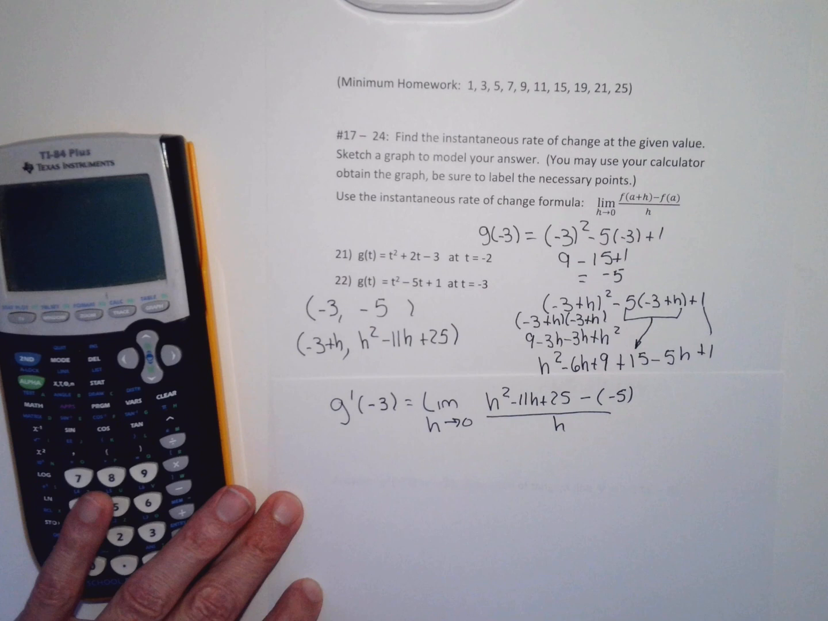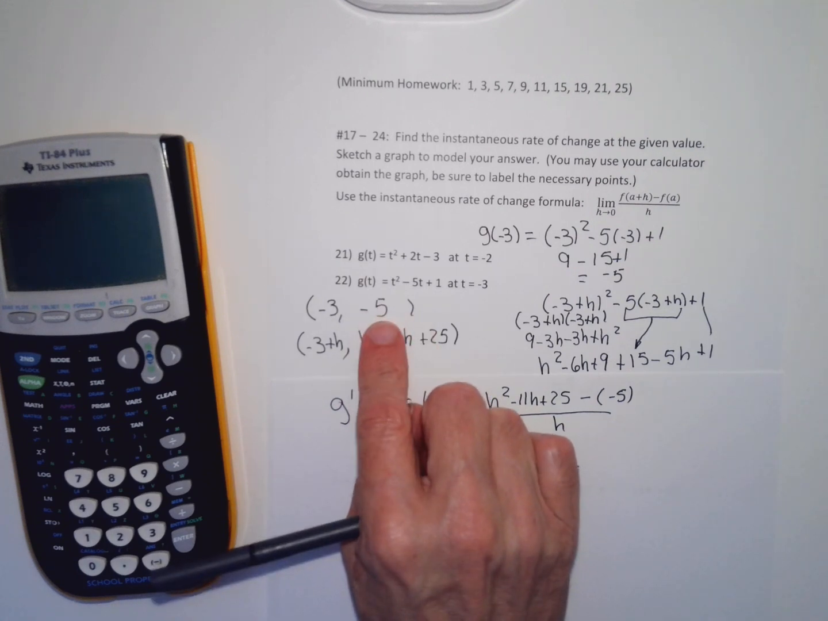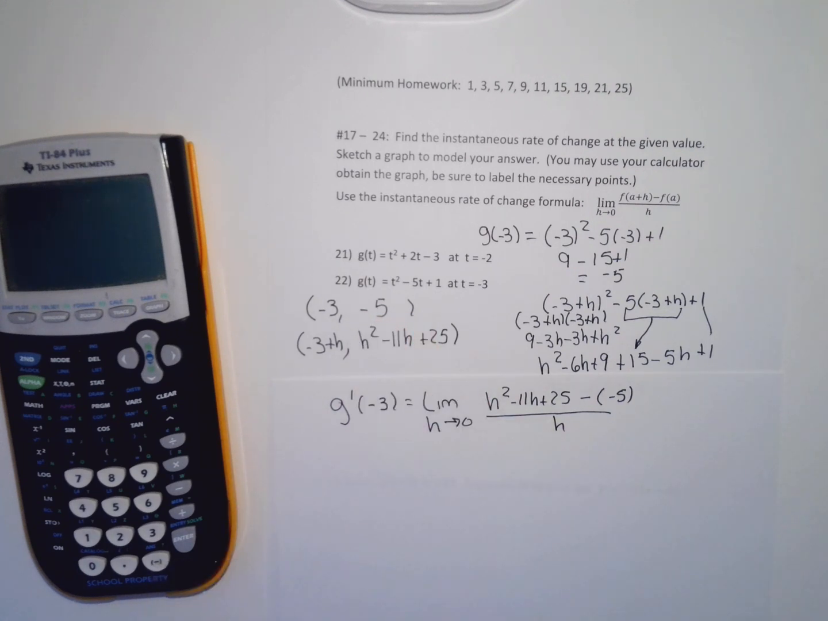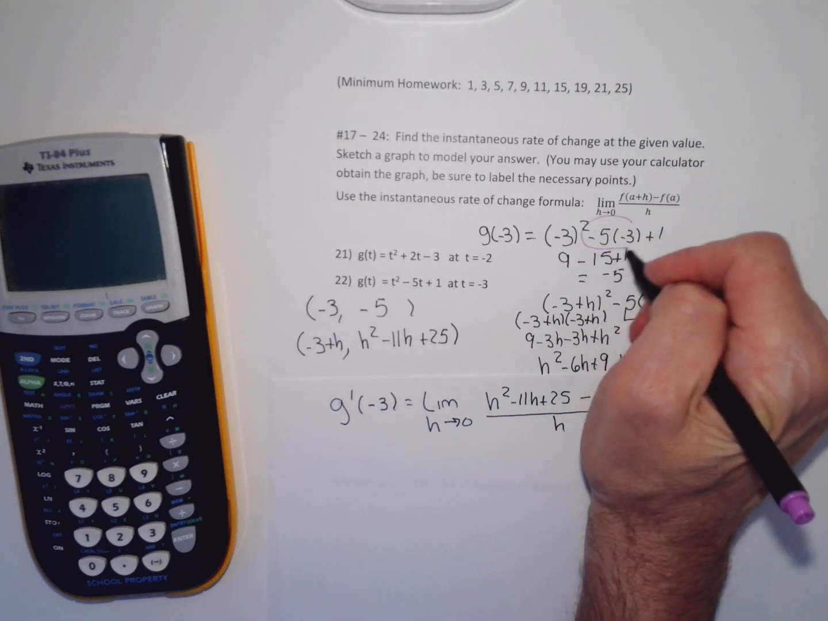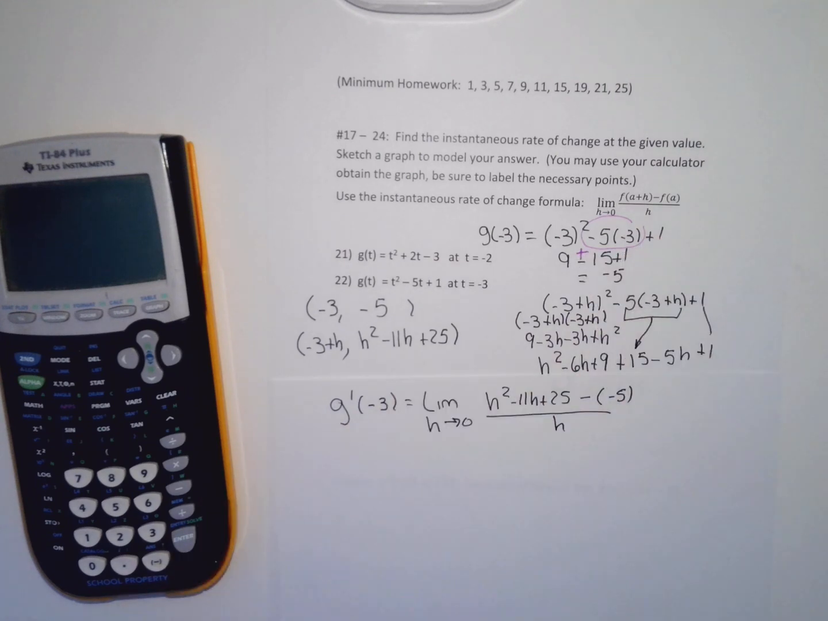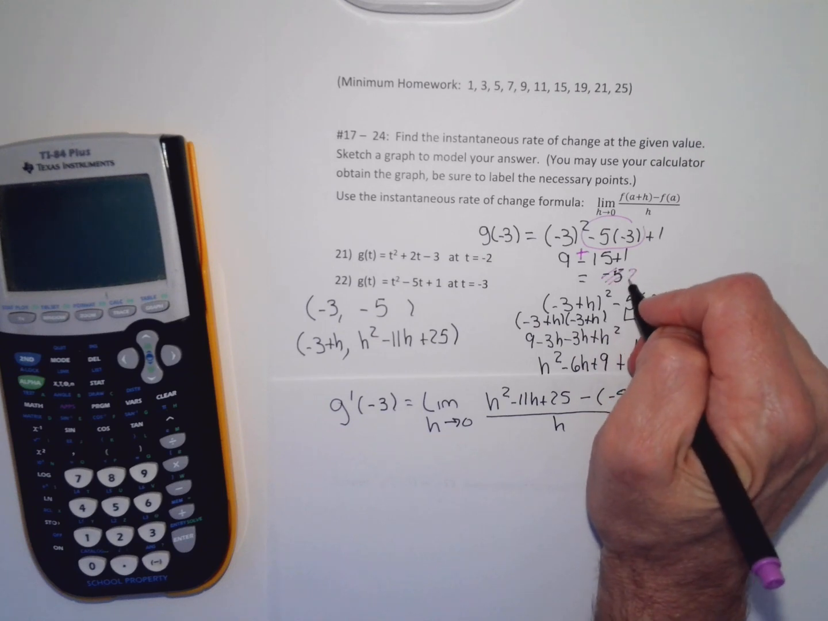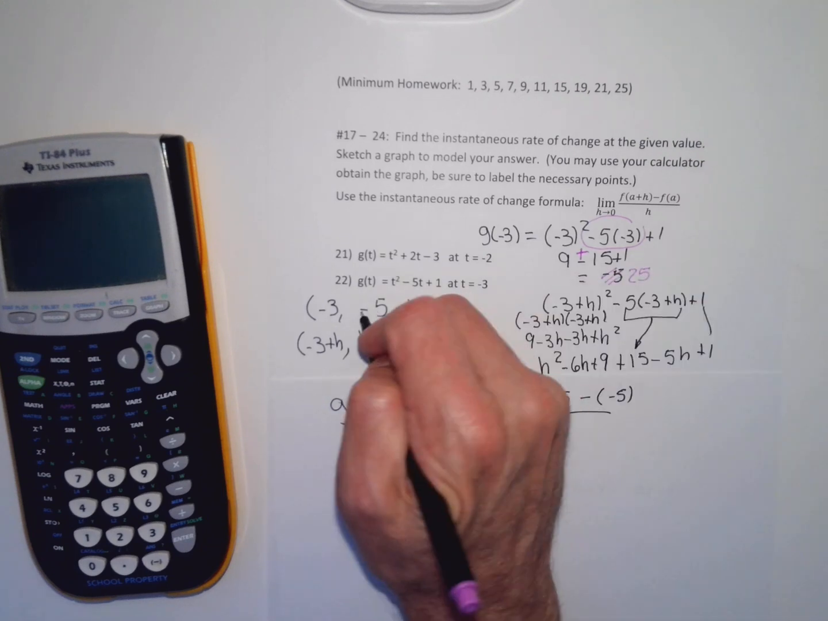I have a mistake. I just don't know what it is. It must be on the y-coordinate of this point. Let me try. Oh, yeah, there it is. Oh, now I see it. When I was doing this y-coordinate, I said negative 5 times negative 3. I wrote negative 15. I should have put positive 15. And I should have done 9 plus 15 plus 1. The y-coordinate of my first point should have been 25.